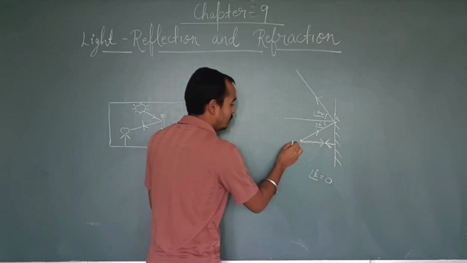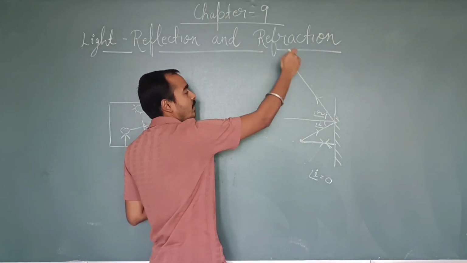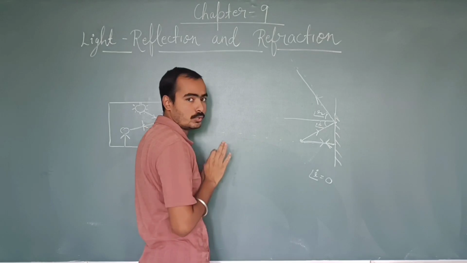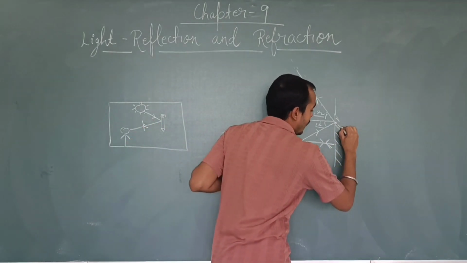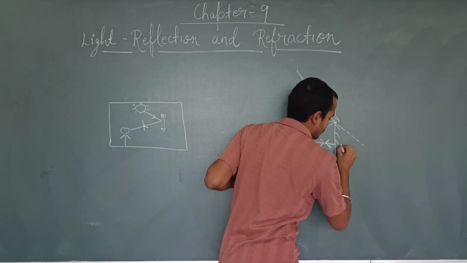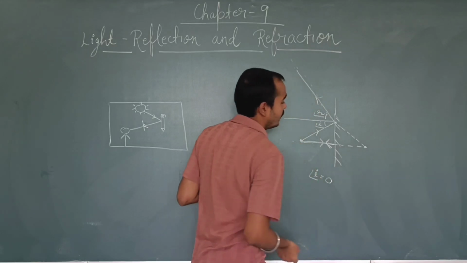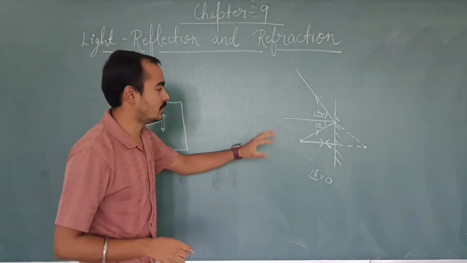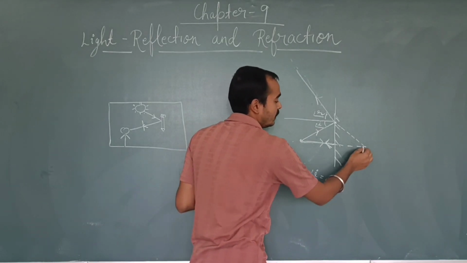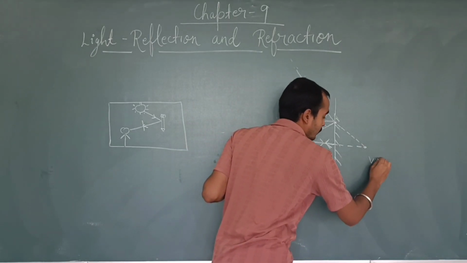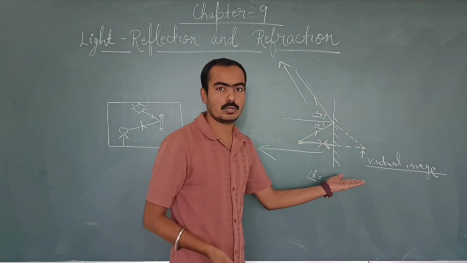Now this ray is going in this direction, and this ray is going in this direction. They are never going to meet. So what do we do? It appears that this light is coming from this point. It appears to my eyes that this light ray is coming from this point. Okay? And this image is called the virtual image, because in reality it is not made. So this is called a virtual image.